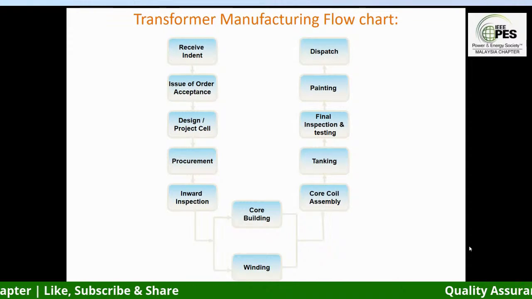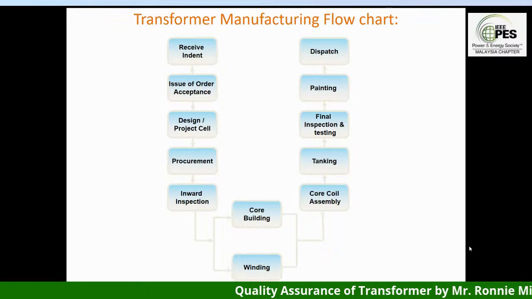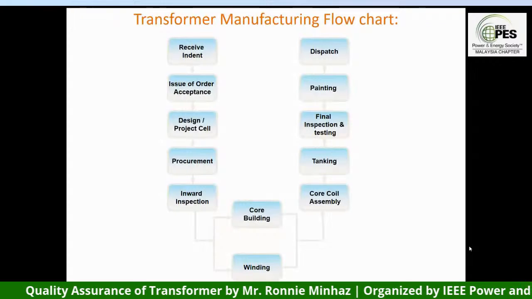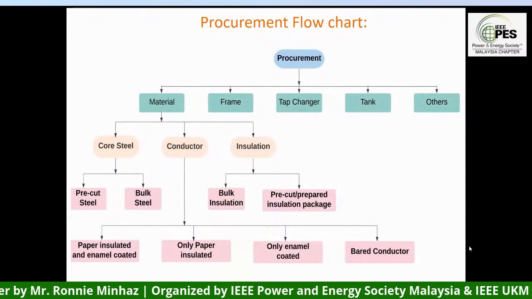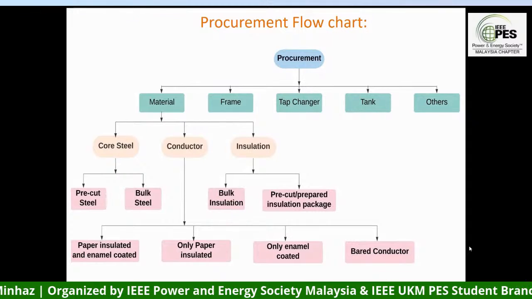So this is basically the transformer manufacturing process. Now I will walk you through the steps and show you what can compromise the quality of the transformer. The first thing, let's talk about the procurement. Over here, I'll talk about the material.